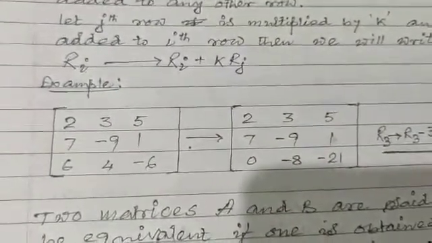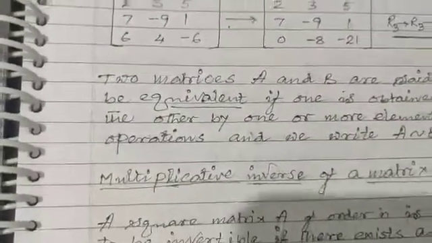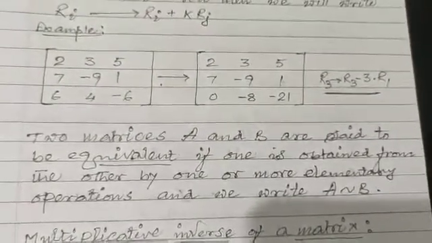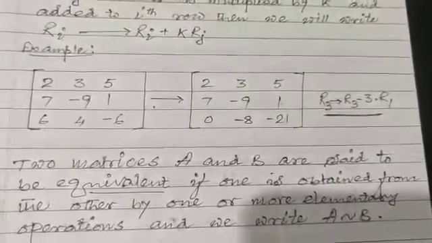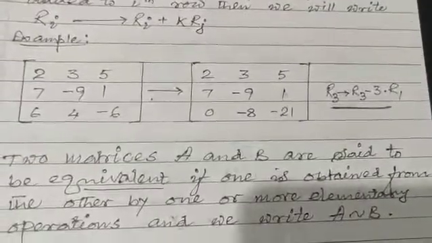So these three elementary row operations are there. First one, interchanging any two rows. Second one, multiplication of a particular row by a non-zero constant. And the third one is a constant multiple of a particular row you are adding to any other row.